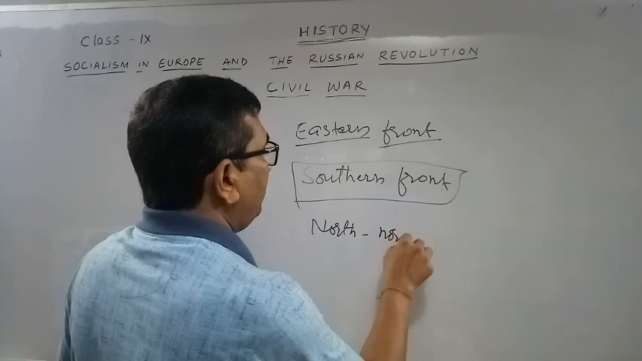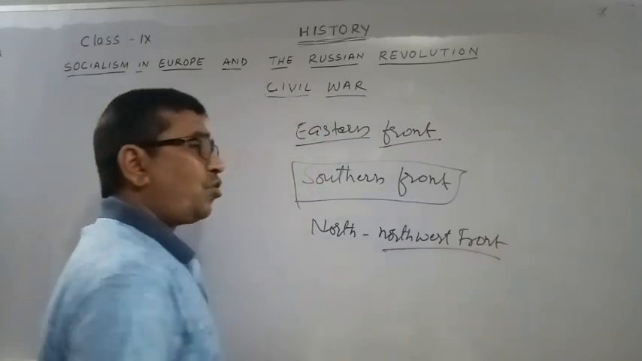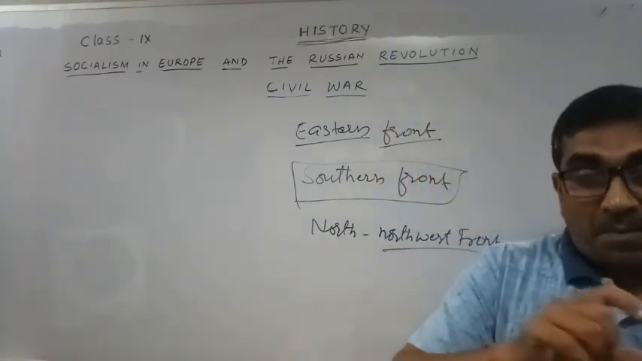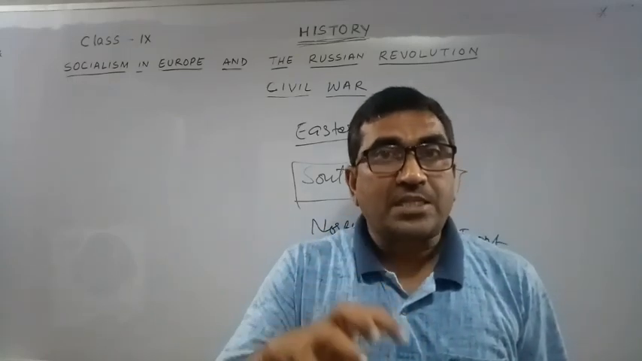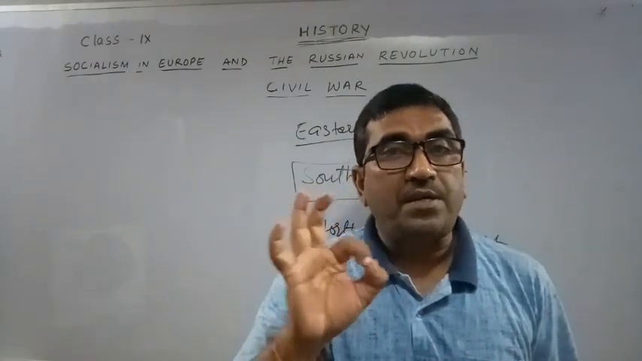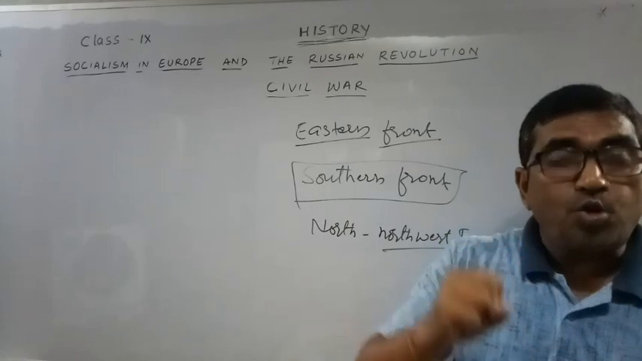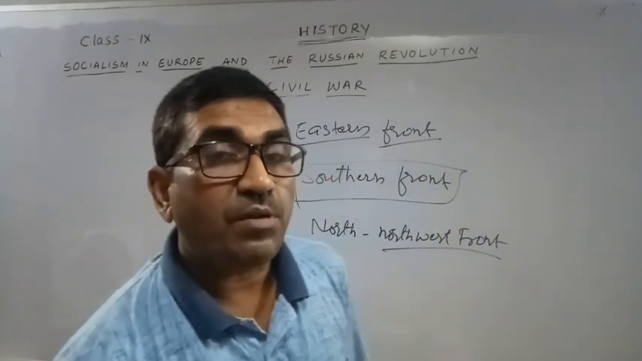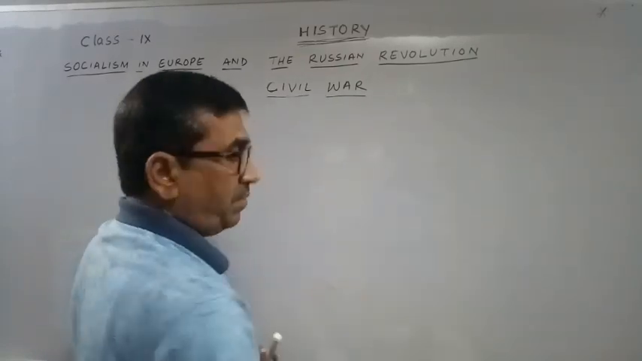If you see the north and northwest front, it means the Moscow area comes. By this time, December, the Bolsheviks had controlled the area given by St. Petersburg, Moscow area. It was basically occupied, and then they started spreading. This was the reason the civil war started. The civil war actually was fought by three groups of armies.